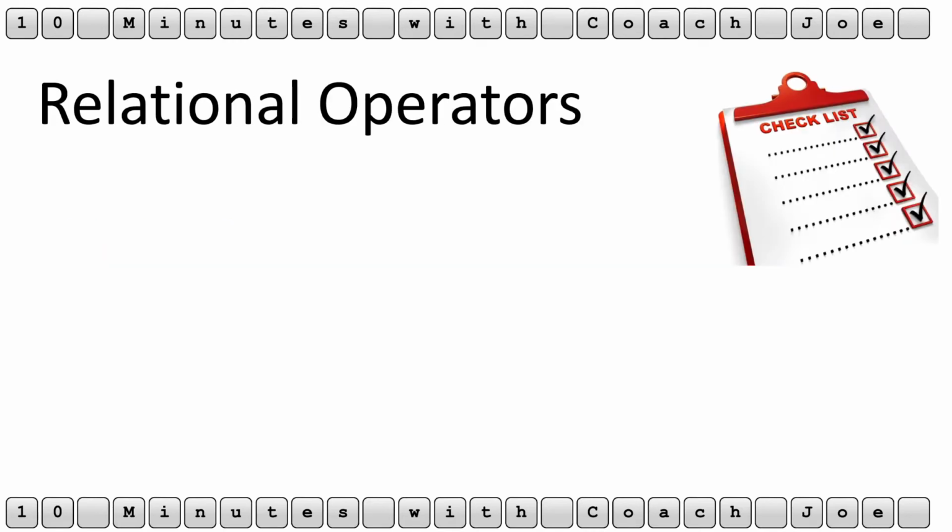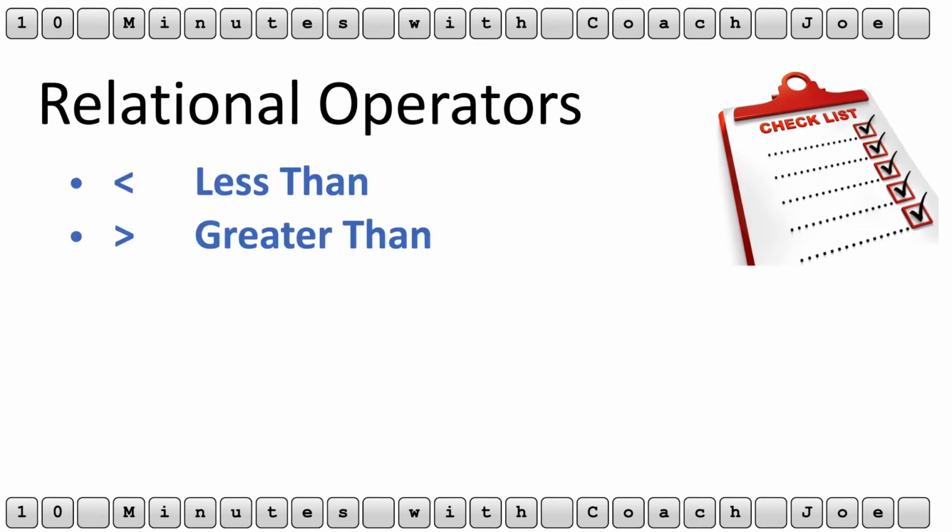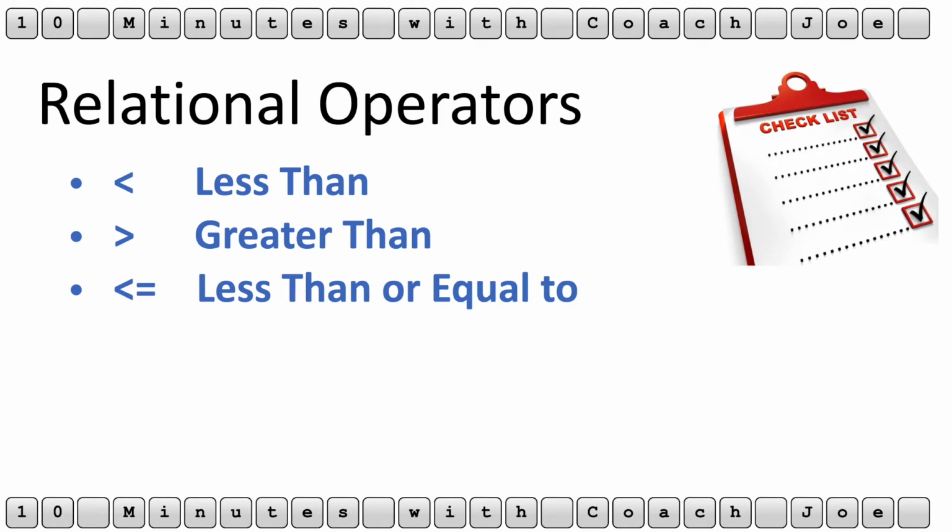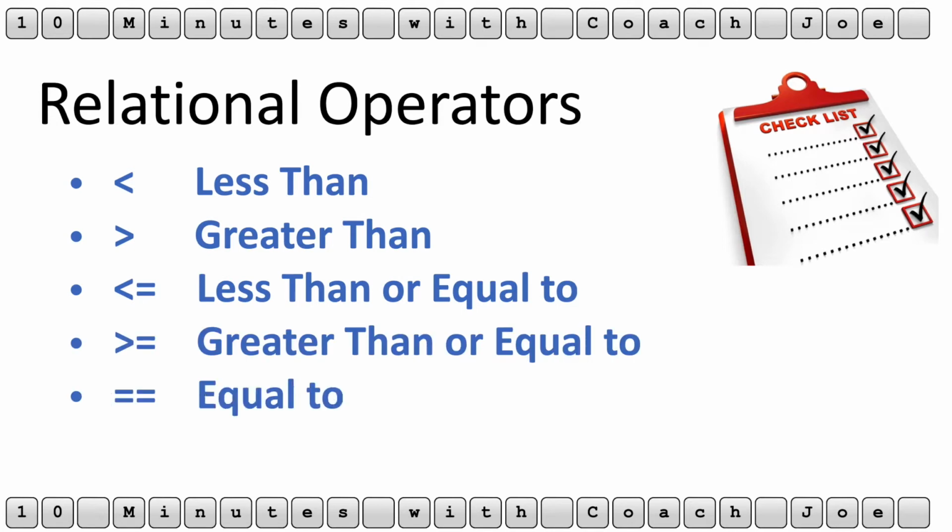Let's go over the 6 relational operators. There are less than, greater than, less than or equal to, greater than or equal to. 2 equal signs are used for the equal to or equality. Remember, one equal sign is used for assigning a value to a variable. And an exclamation mark with an equal sign is used for not equal. Remember, exclamation mark represents the word not.